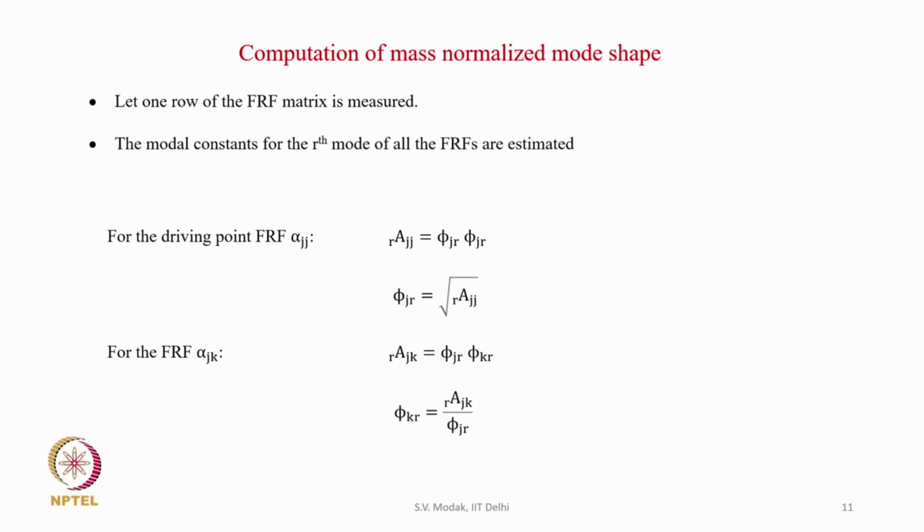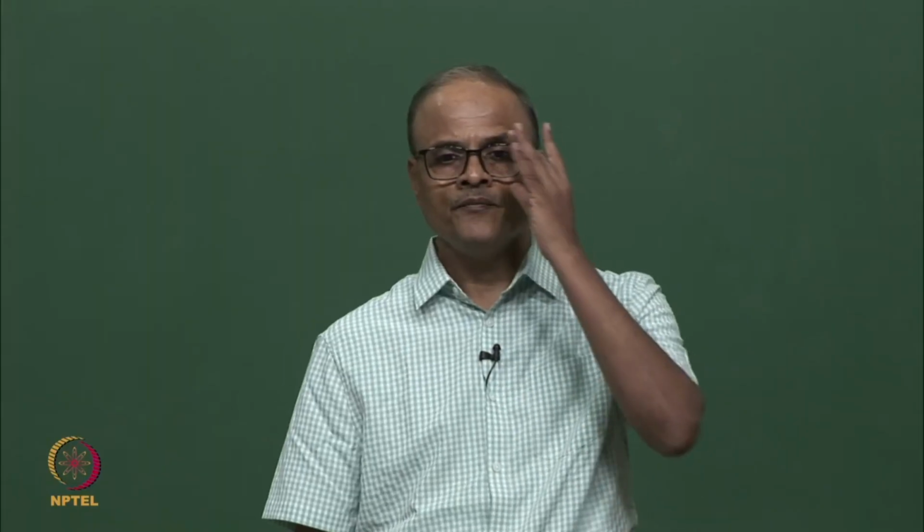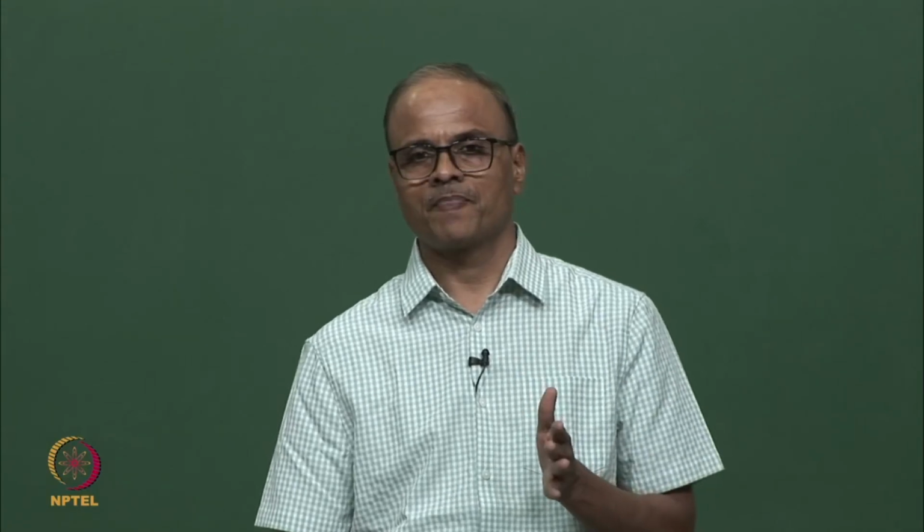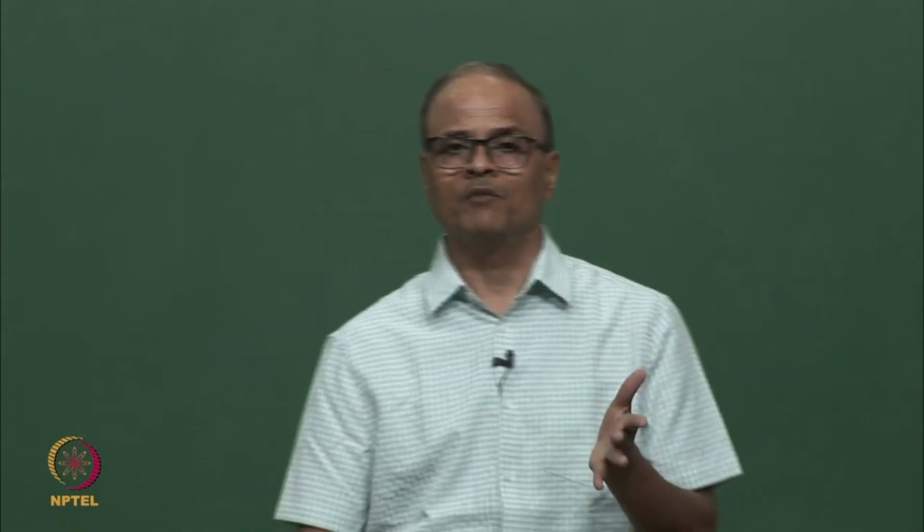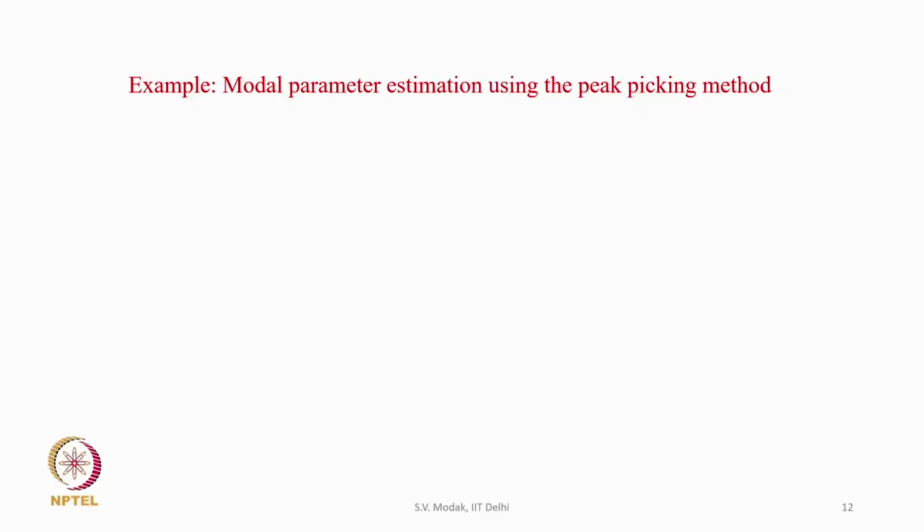So, now we can determine phi k r, and this can be done for various values of k from 1 to n. That gives all the elements of the rth mode shape. So, we do it for k equal to 1 to n, and that gives the rth mode shape phi r, which consists of phi 1 r, phi 2 r, up to phi n r. So, it is a column vector. In this way we get a mode shape, and we should note that this is the mass normalized mode shape, because this estimate corresponds to a unit modal mass. Let us now take an example.